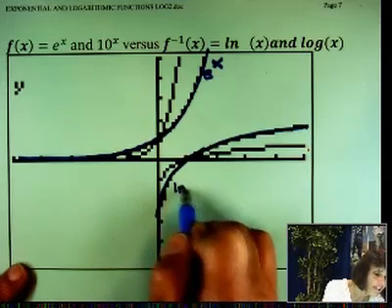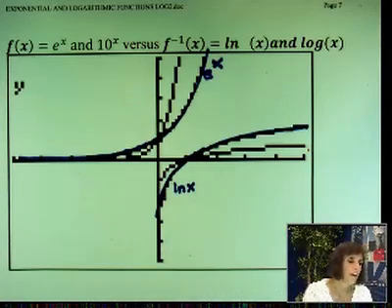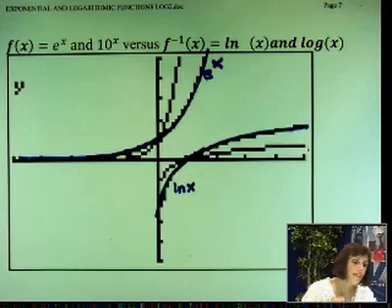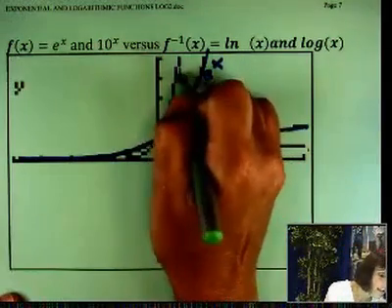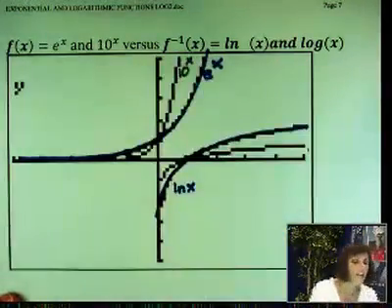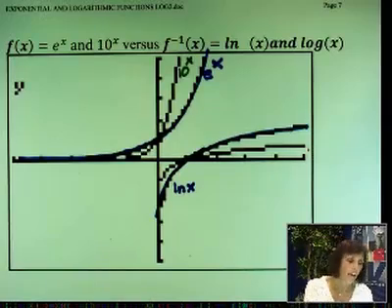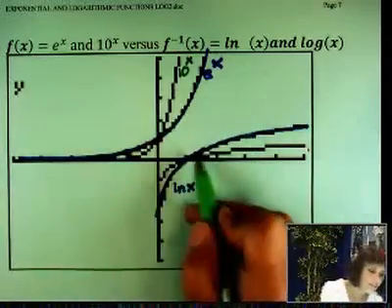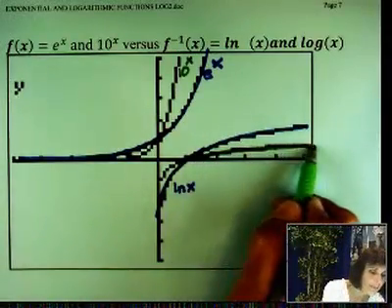This is ln of x. They are a couple. All right? Now let's do 10 to the x. That's going to be a lot steeper. 10 to the x, right? It goes fast, and that's going to be closer to that. So this is going to be 10, log base 10.